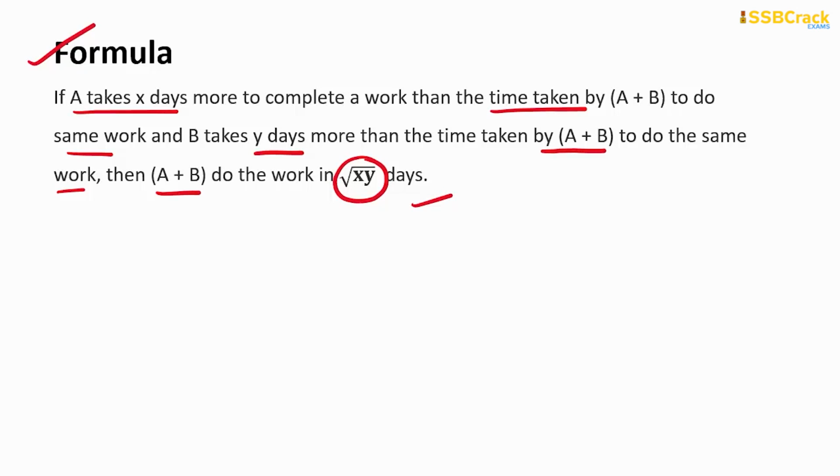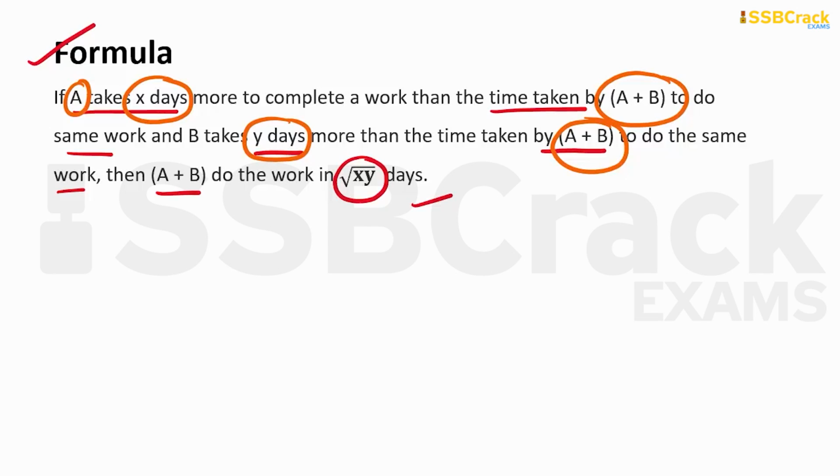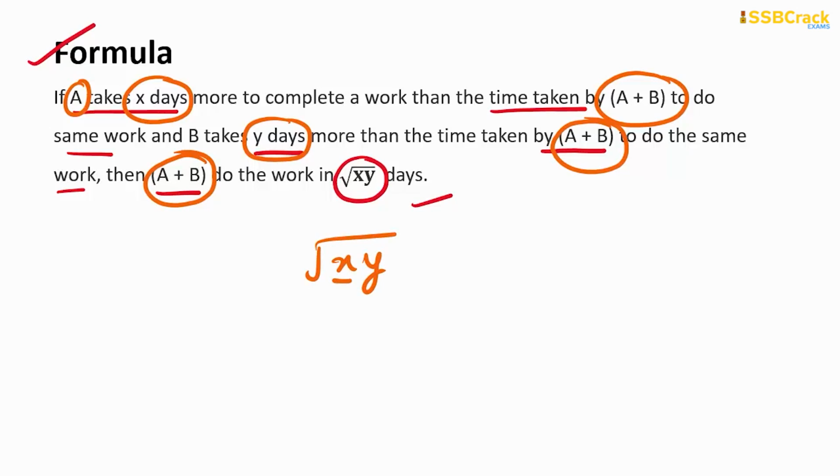So you can directly use this formula by checking the statement of your question. Whenever you are given that A takes X days more than the time taken by A plus B to complete the work, and B takes Y days more than the time taken by A plus B to complete the work, then A plus B will complete the same work in under the root of X into Y days. Here X is the number of days taken by A more than A plus B, and Y is the number of days taken by B more than A plus B, right? So now let's check the example.